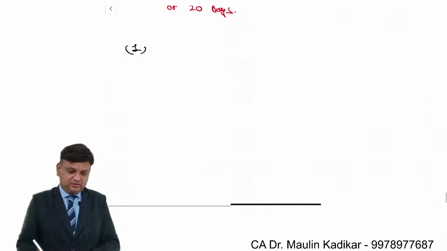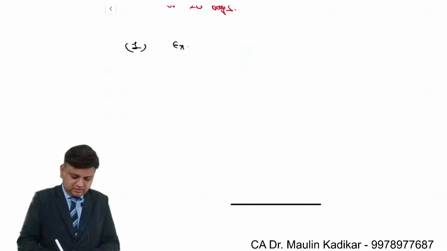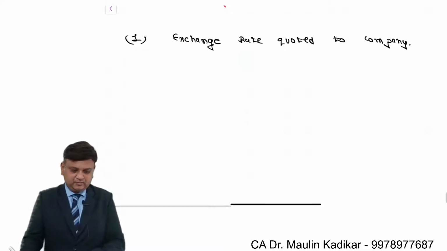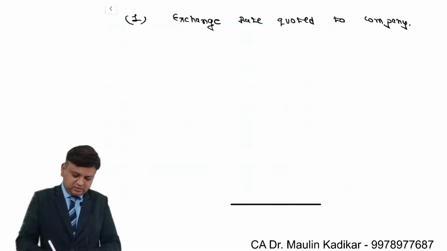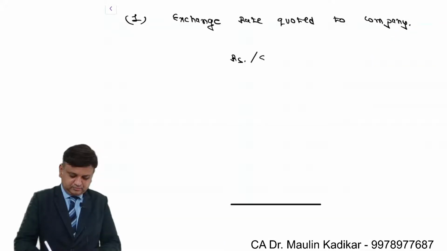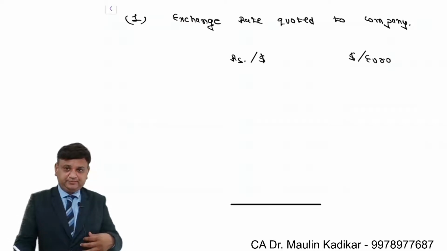Answer of the first question, exchange rate quoted to company. In that, rupees per dollar rate is given, and dollar per euro rate is given. Okay, two rates are given to us.